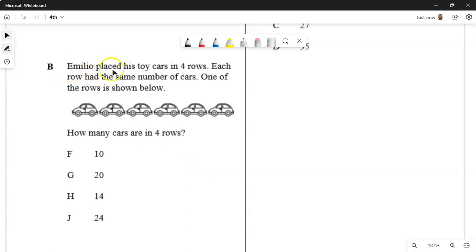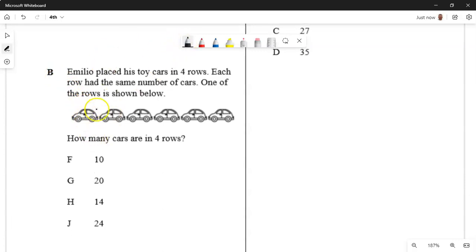Okay, Emilio placed his toy cars in 4 rows. Each row had the same number of cars. One of the rows is shown below. How many cars are in 4 rows? We'll figure out how many cars are in 1 row first. I can see there's 1, 2, 3, 4, 5, 6 cars. So 4 rows with 6 in each row equals 24. So we're looking at answer choice J.